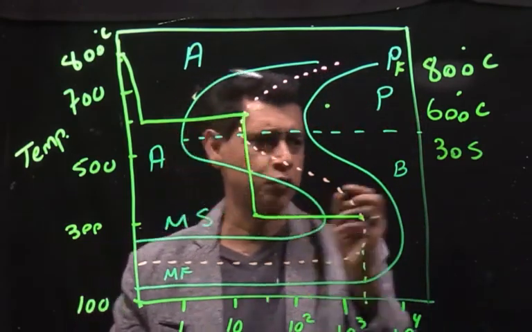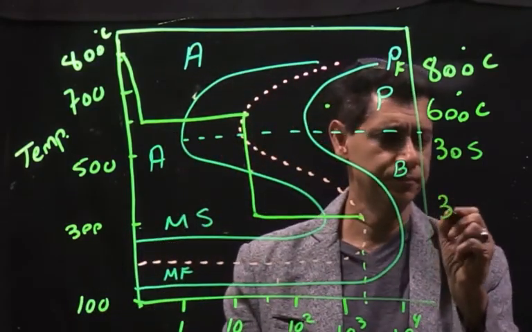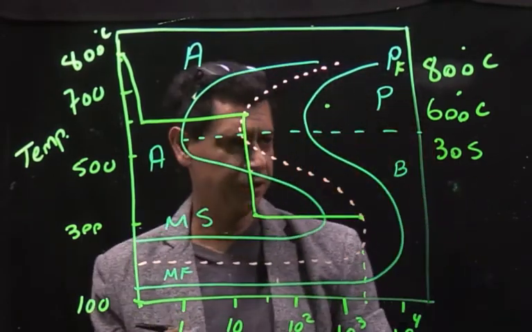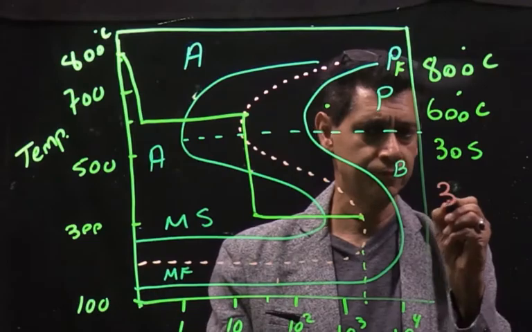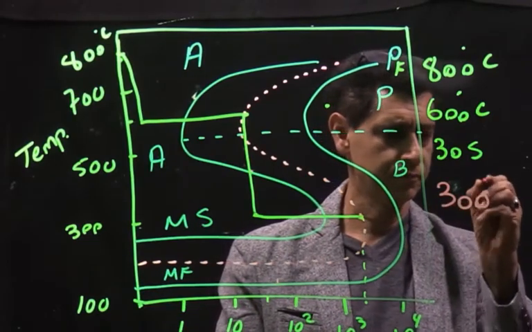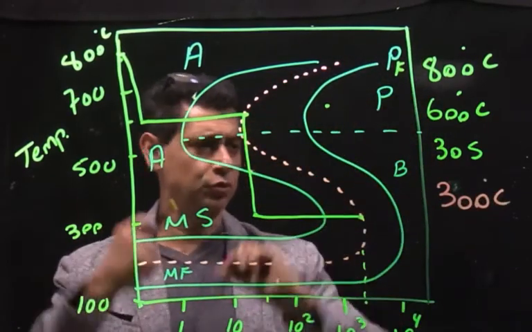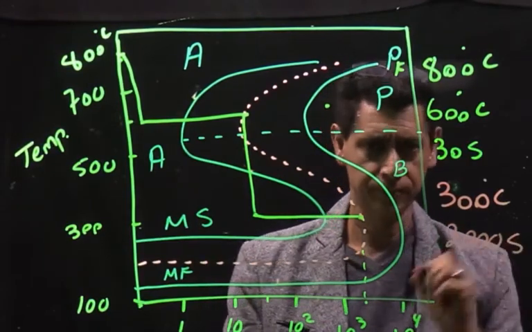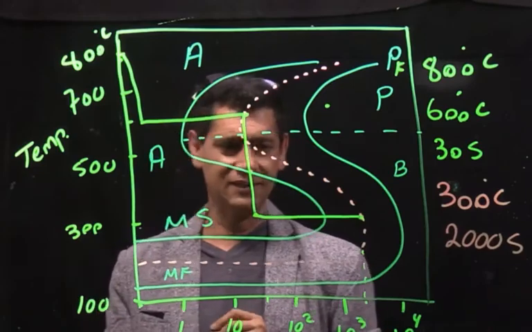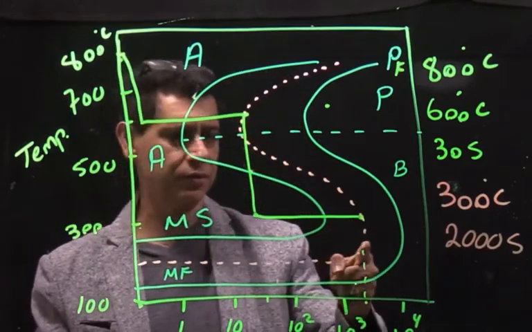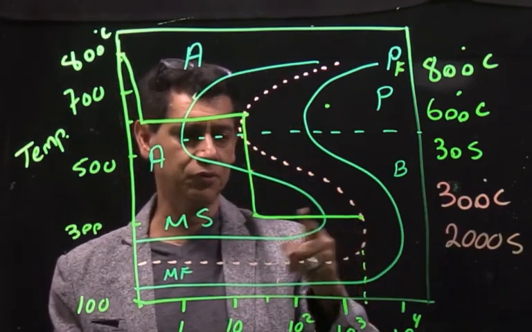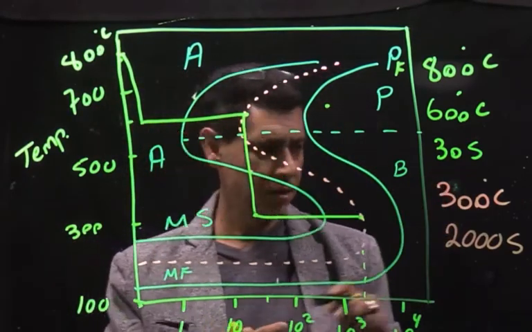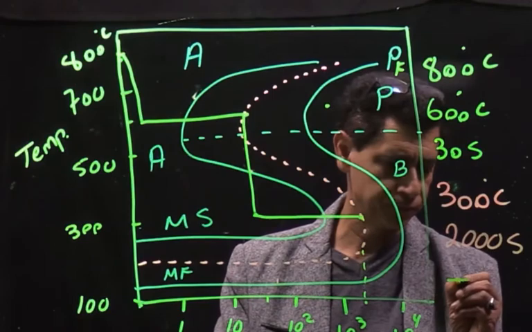Then I bring it to 300 degrees. Maybe I use a different color. 300 degrees, and I give 2000 seconds. And then at this point, after 2000, I drop it suddenly to room temperature.